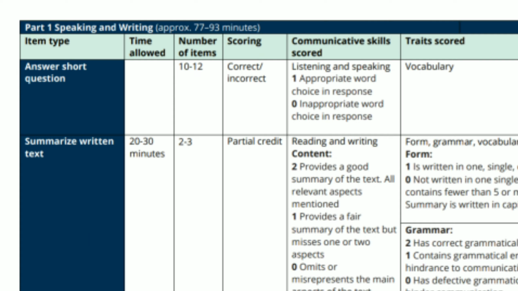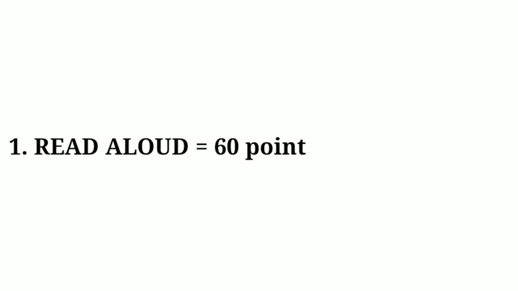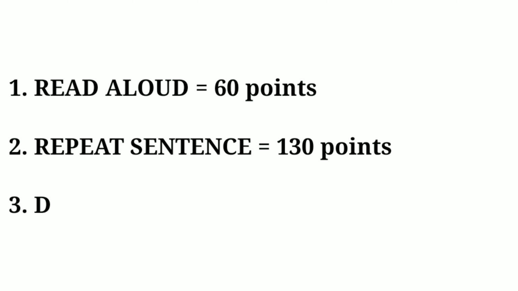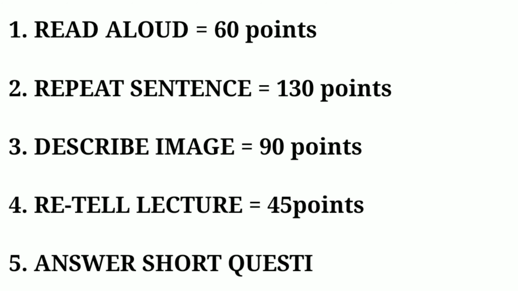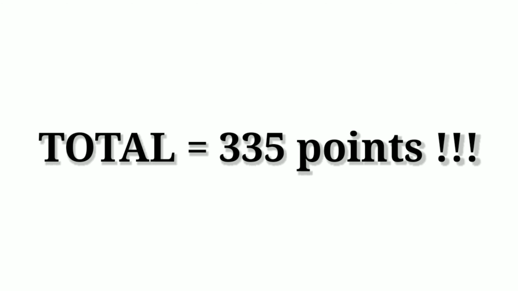Now let's add all the marks together and see what our total is. For read aloud, you get 60, repeat sentence 130, you get 90 for describe image, 45 for retell lecture, and 10 for answer short questions. And what is the answer? Total score of 335. At least when I did my maths, that's what I came up to. You let me know what your total score is when you do this maths. Maybe you didn't use all the minimum scores. Let me know in the comment section below.